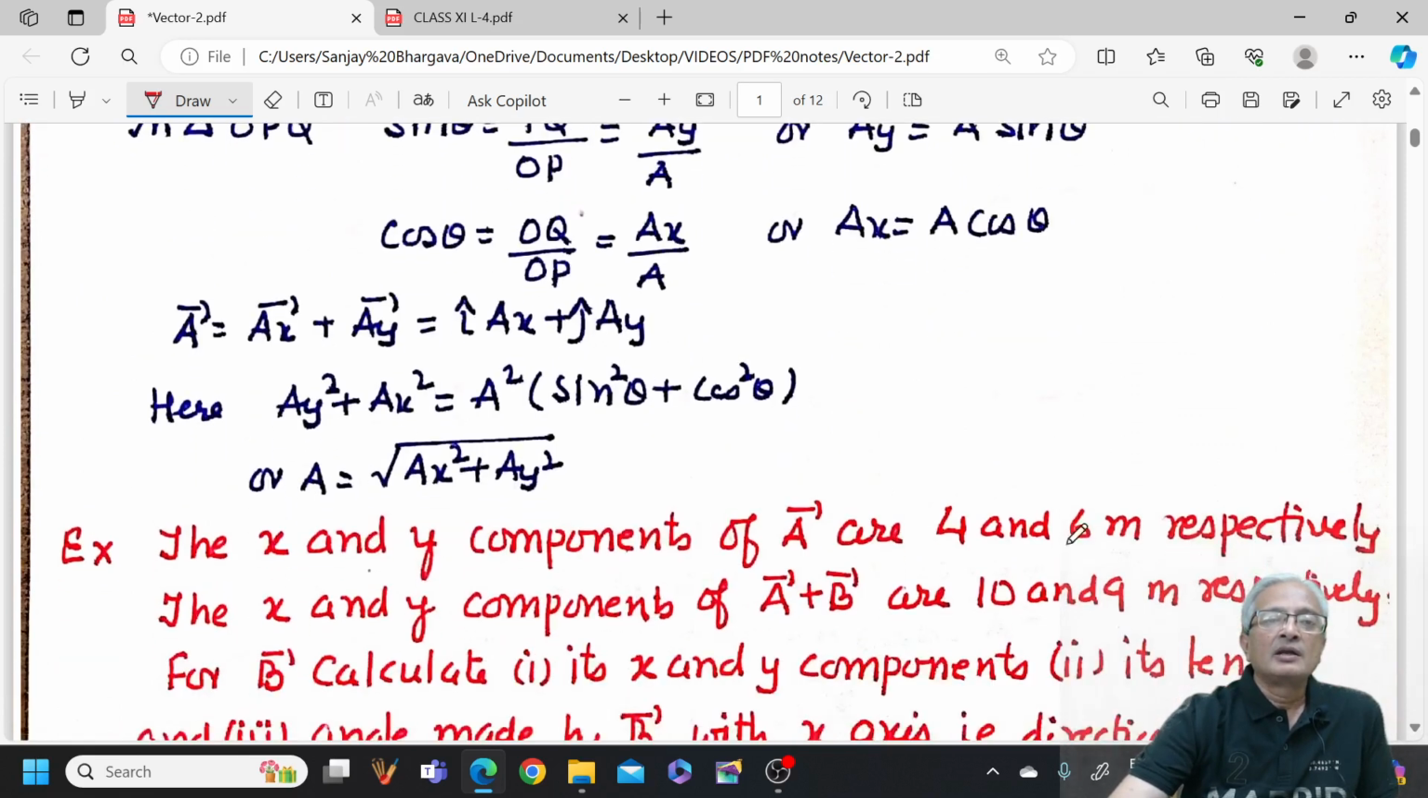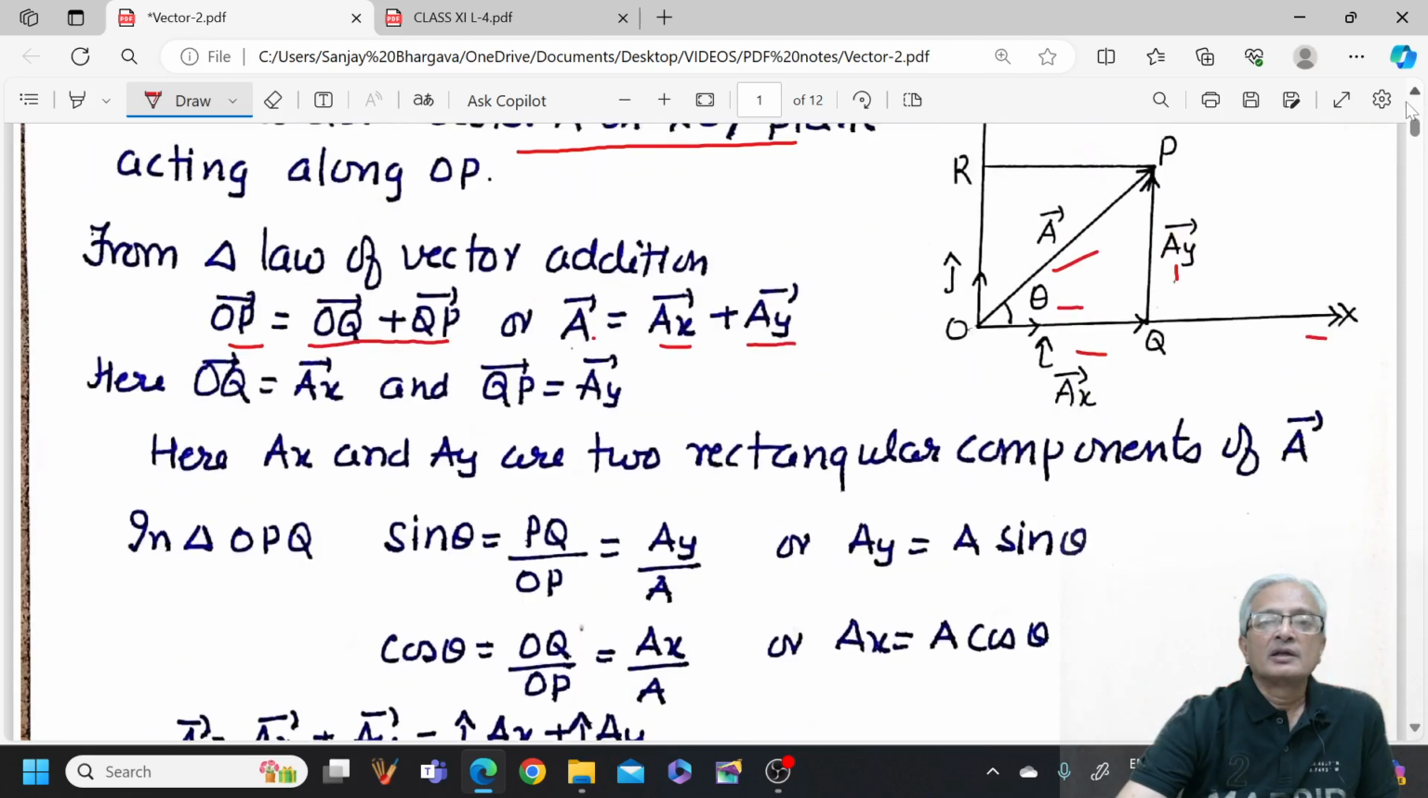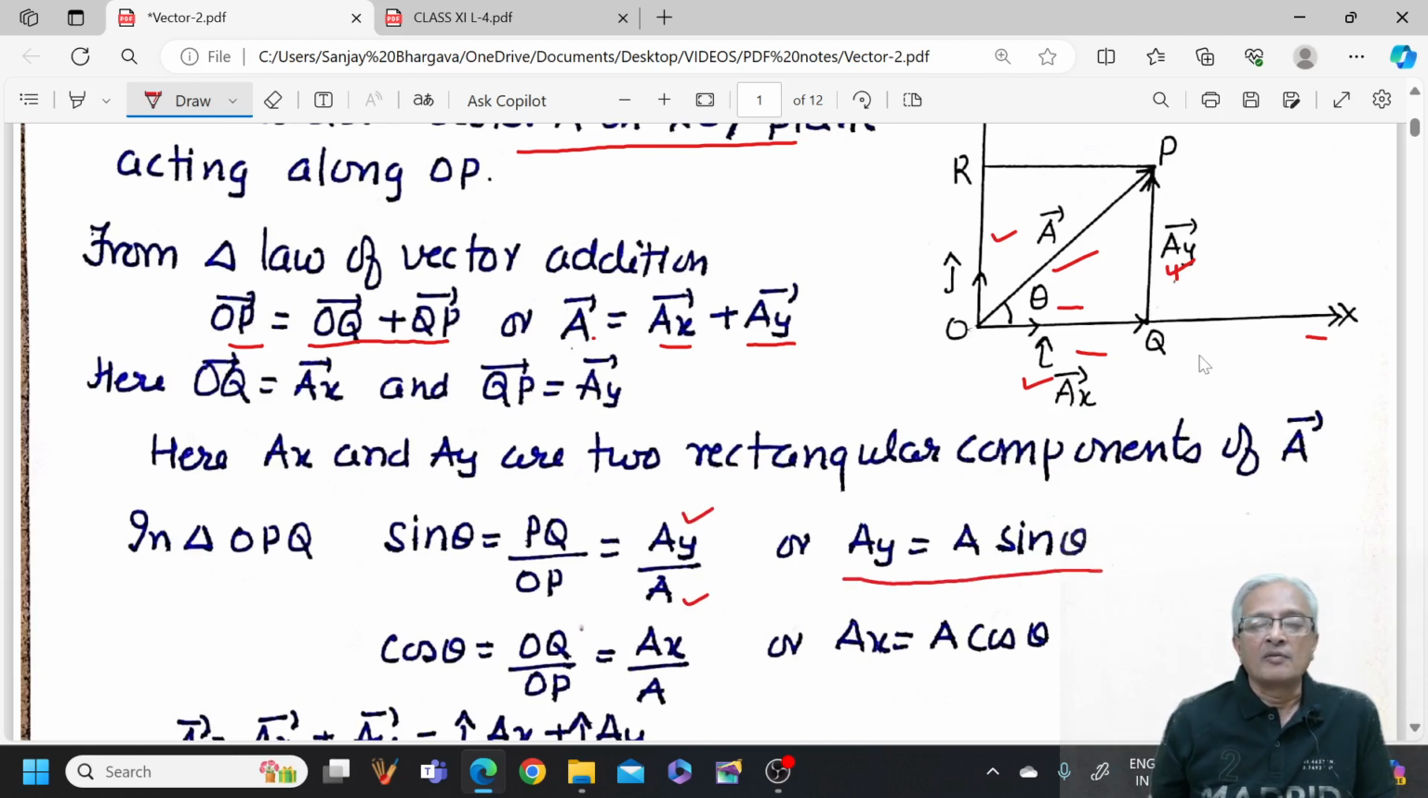Then in the triangle OPQ, we can calculate sine theta and cos theta. Sine theta is perpendicular upon hypotenuse, while cos theta is base upon hypotenuse. So we have sine theta as PQ upon OP, which is equal to AY upon A, so AY is given as A sine theta. Similarly, cos theta gives OQ upon OP, which is AX upon A, so AX is equal to A cos theta.